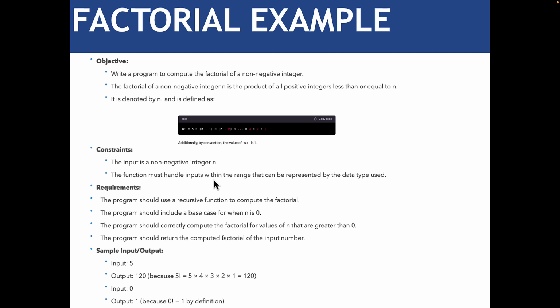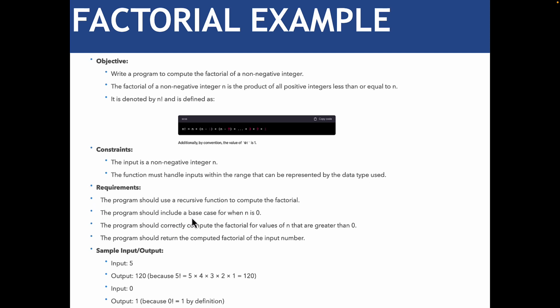And the function must handle input within the range that can be represented by data types. You cannot calculate the factorial of 1 million because the computer maybe is not able to reach a very huge value. You know that numbers are represented as, for example, int 16 or int 32 bits or 64 bits. This is what we can reach. So you have a maximum bound for the number. So we need to know which value will not exceed the allowed numbers in a certain computer machine, depending on the precision of that machine. So these are the requirements.